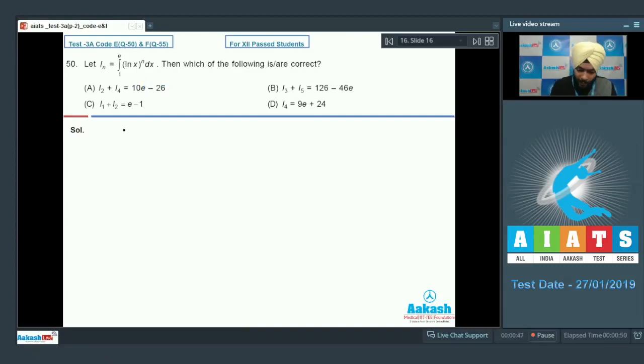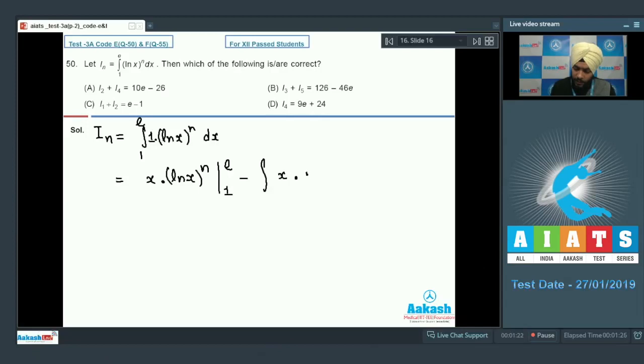Okay, so let us start with by parts. In is integral 1 to e of (ln x) raised to the power n dx. So 1 into this. So 1 is the first function, (ln x) raised to power n is the second function. Integration of first function x, second function as it is, from 1 to e, minus integral of the first function, differentiation of the second function, n into (ln x) raised to power n minus 1 into 1 by x dx. And the integral is from 1 to e again.